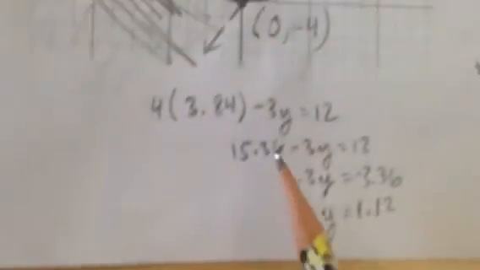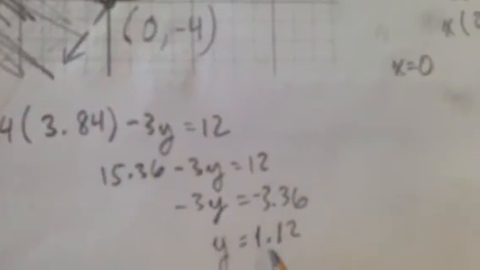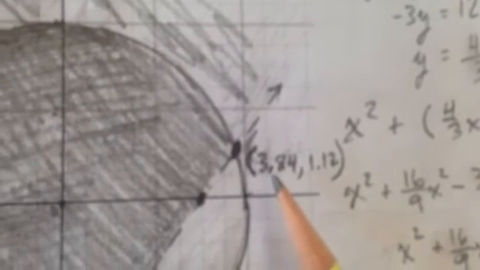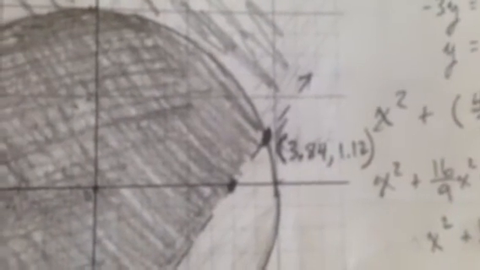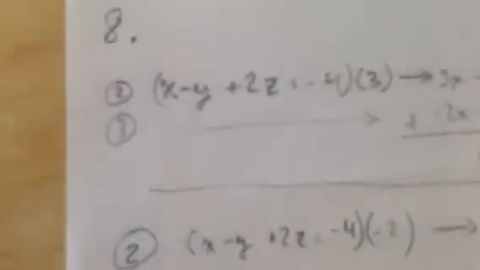There's x equals 0, and over here is x equals a little bit less than 4, 3.84 to be exact. I replace the x with 3.84 in the other equation and solve for y, and I get 1.12. So there's my coordinates for that intersection point. I'll go through the solution to that 3-variable system now, and if you don't need that, you don't have to watch this. Here we go.